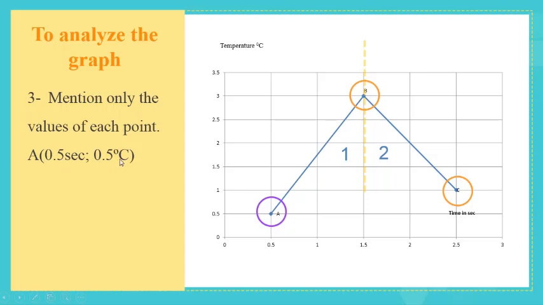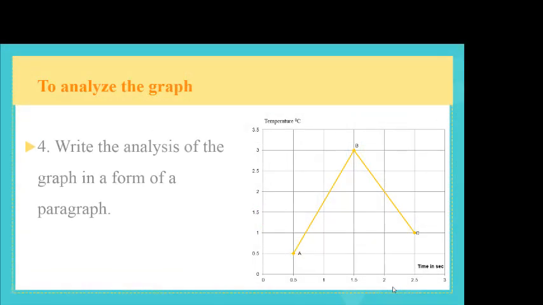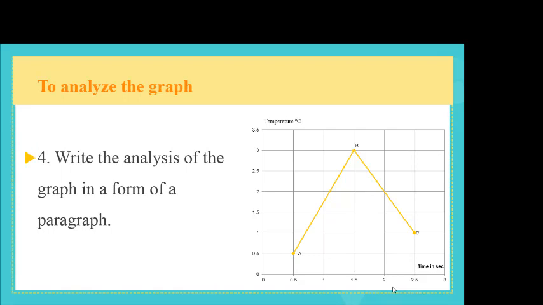Apply the same steps to determine the coordination of points B and C. Point B, 1.5 second, 3 degrees Celsius. Point C, 2.5 second, 1 degree Celsius. Step 4. Write the analysis of the graph in the form of a paragraph. This is the step that will be shown to your teacher, so your text should be accurate and clear.